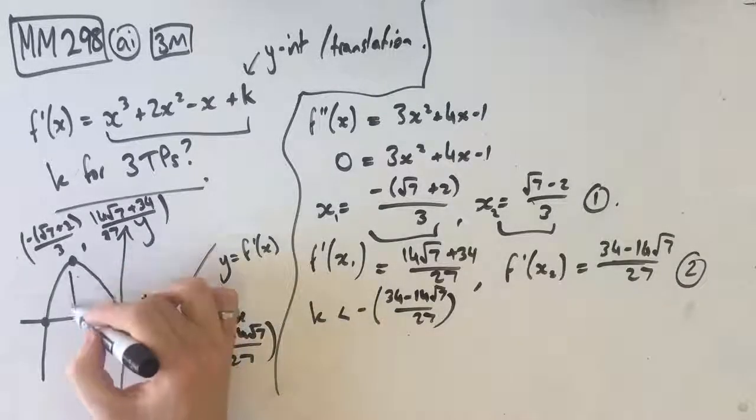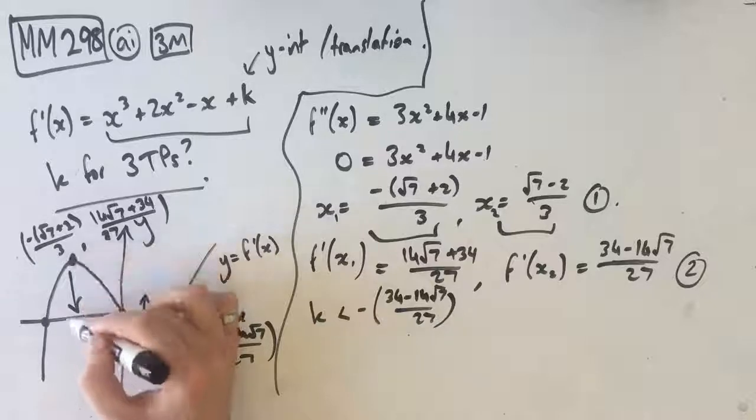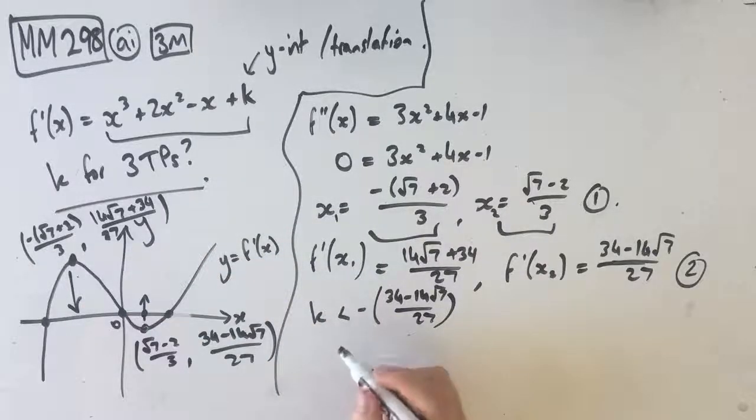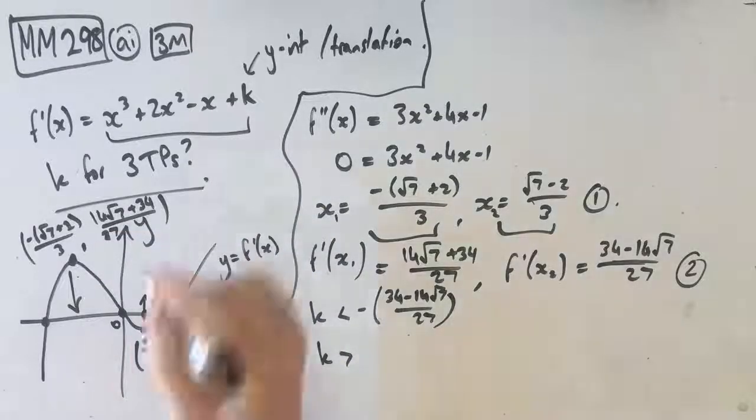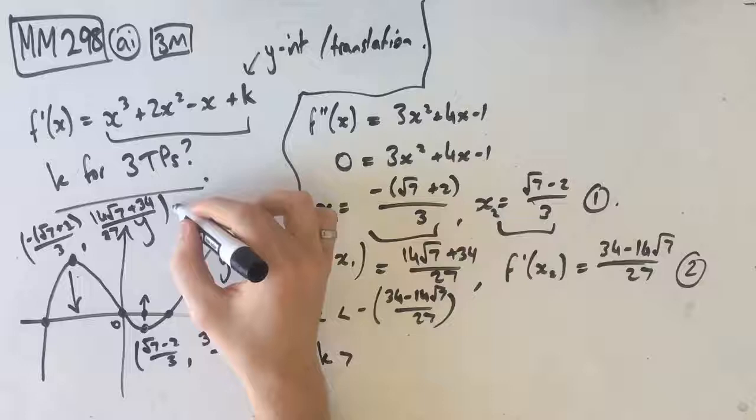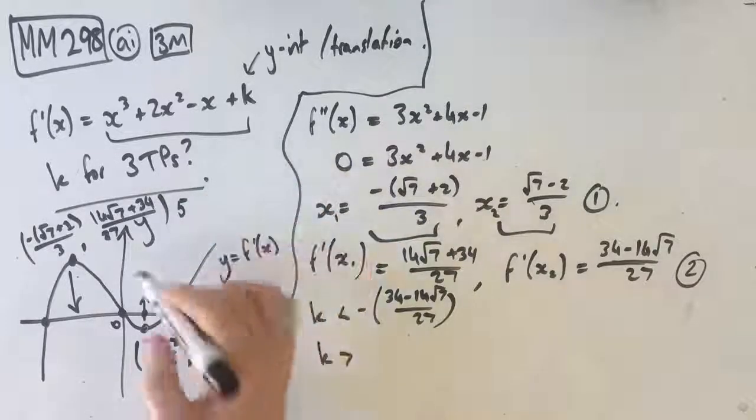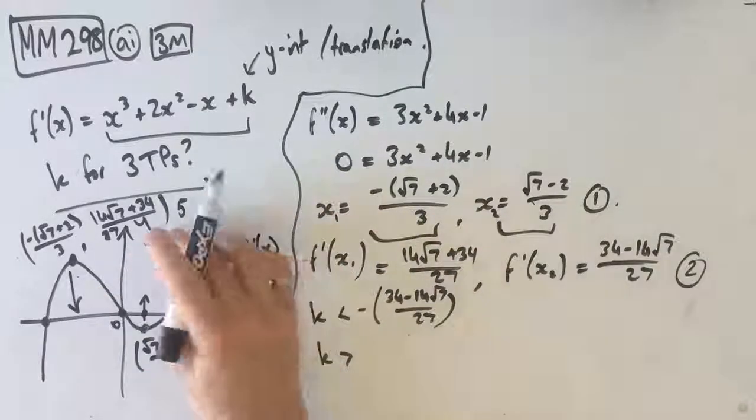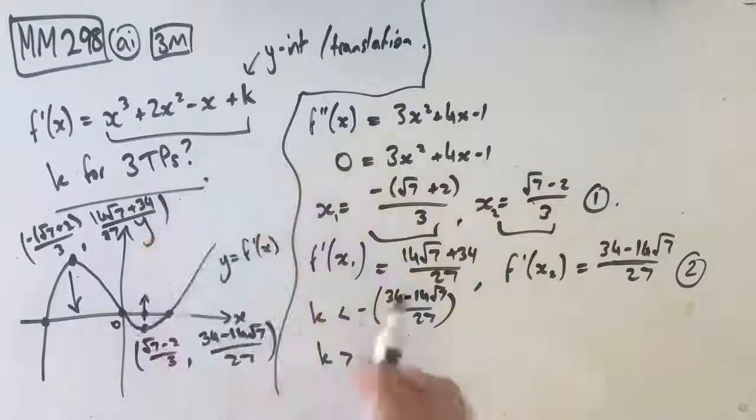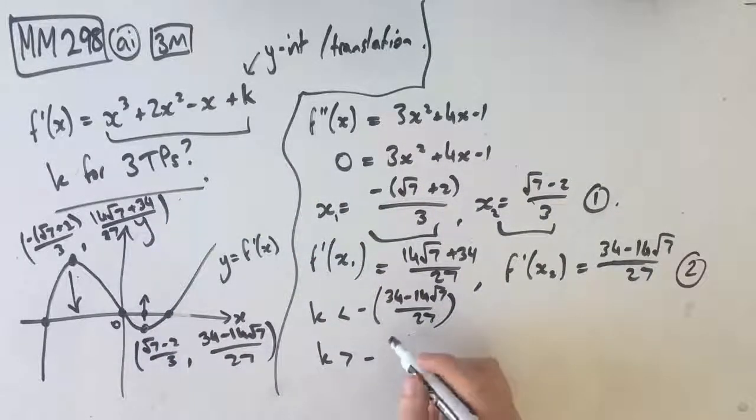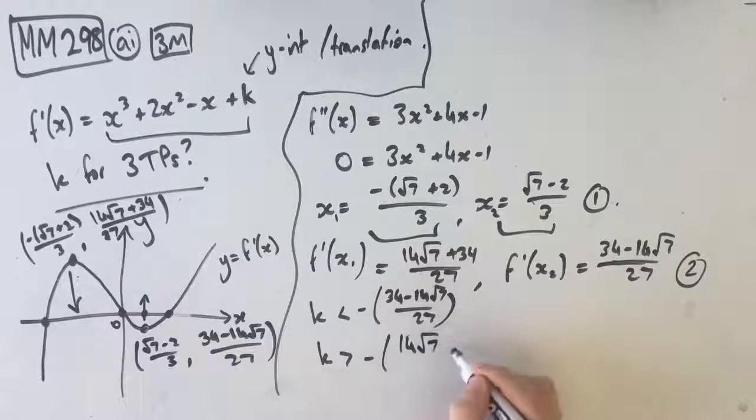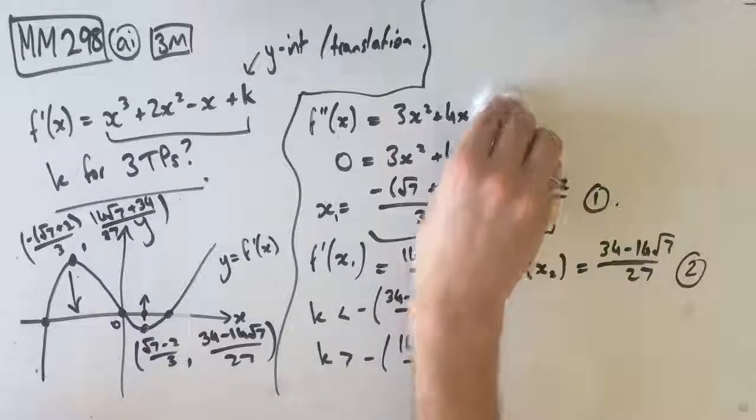So we can move it up by that much. We can also move it down by this much, so our y value here. That means that k has to be greater than the negative version of this. And again, imagine if our y value was 5, for example, we could move it down by 5 or less. So k has to be more than the negative version of 14 root 7 plus 34 over 27, which means that our range of values of k, I'm just going to rub this bit out.